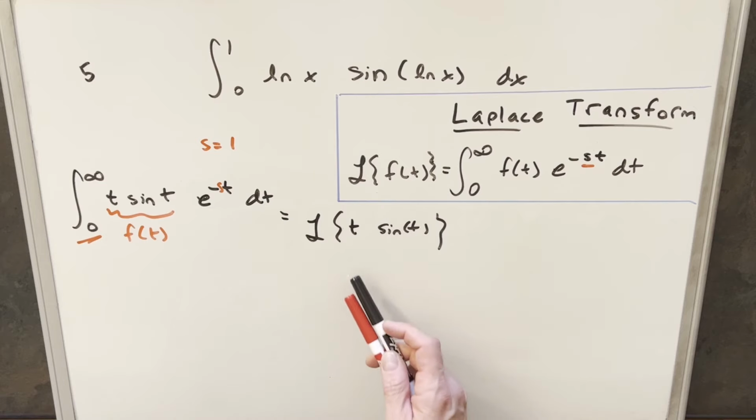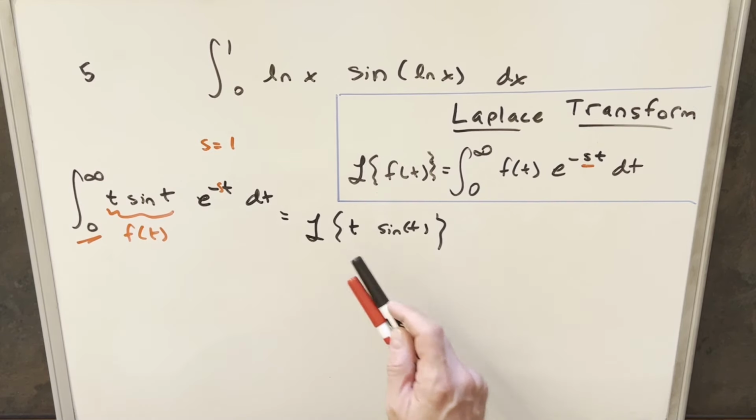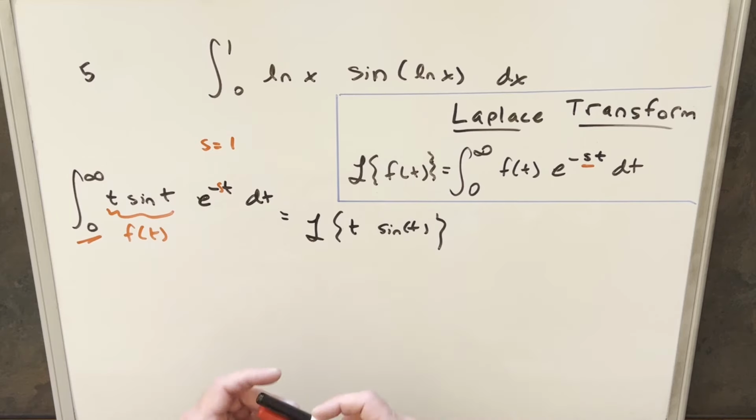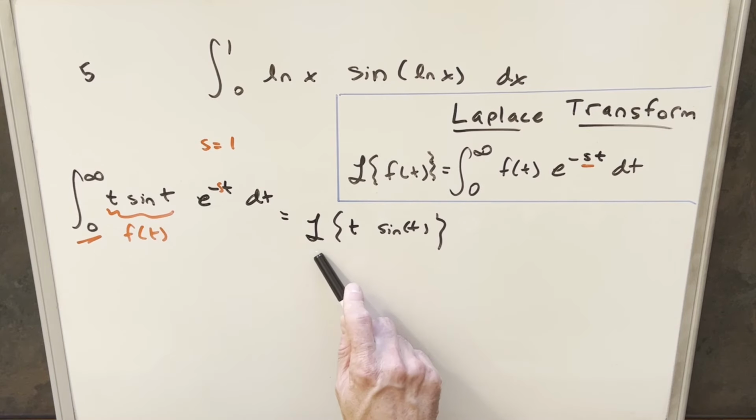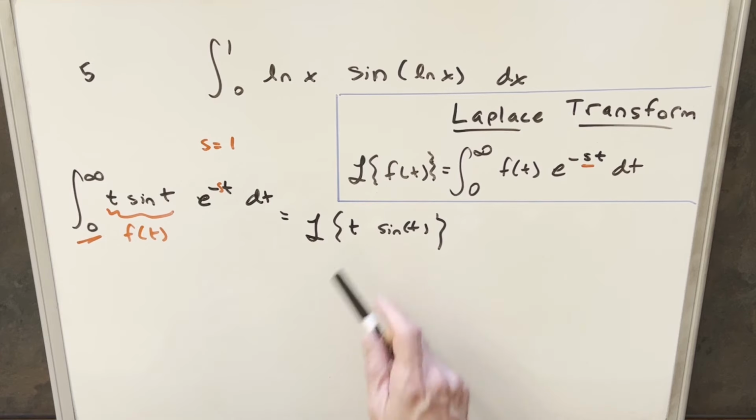Now, one thing that's going to make it a little more tricky is we actually have two different things here. Like if it was just sine t or if it was just t, this would be very simple, but we have both. Now, there is a specific formula for the Laplace transform of t times some function. So let's just look at that formula right now.